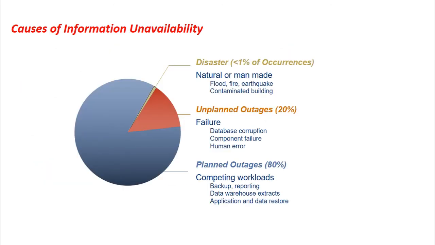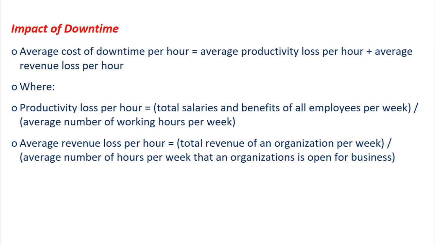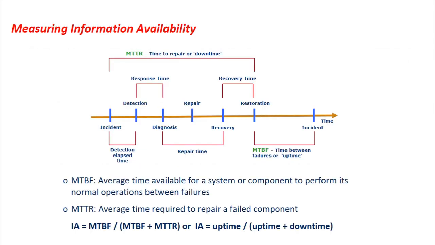We discussed the causes of information unavailability. There are three major causes: planned outages, unplanned outages and disasters, which may be natural or man-made. We also discussed the consequences or impacts of downtime to a business. It results in lost productivity, damaged reputation, lost revenue, financial performance and other expenses. Then we defined mean time to recover, mean time to repair, and mean time between failures. Mean time between failures is the average time available for a system or a component to perform its normal operations between the failures.